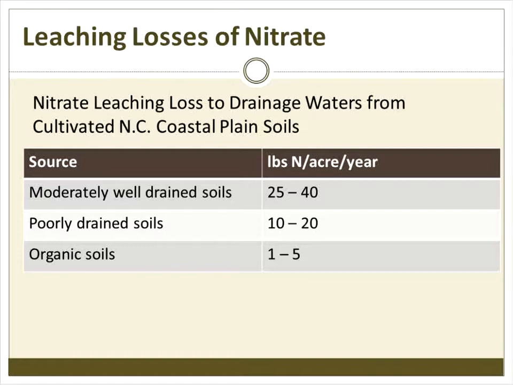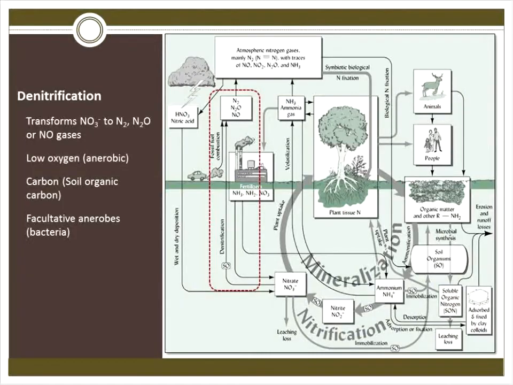And organic soils, you would think, would leach a lot of nitrogen because they contain so much organic matter, but in fact they only leach from about 1 to 5 pounds of nitrogen per acre per year. That's because these soils are very poorly drained and there's not much water movement in these soils.